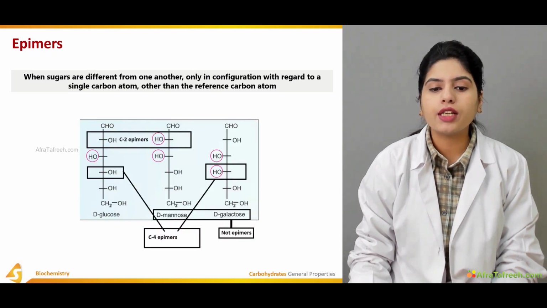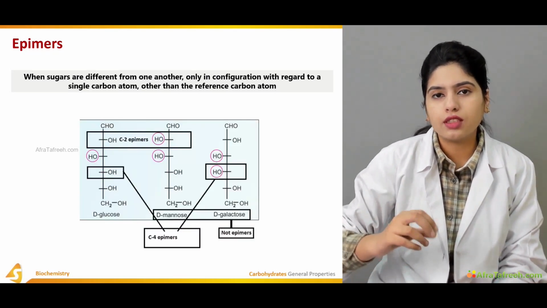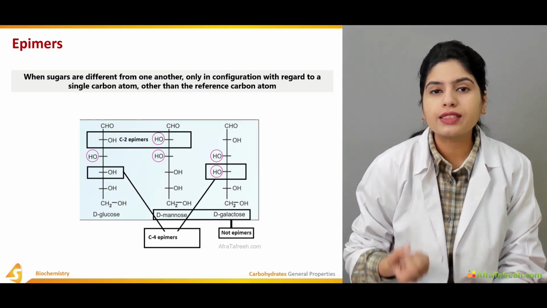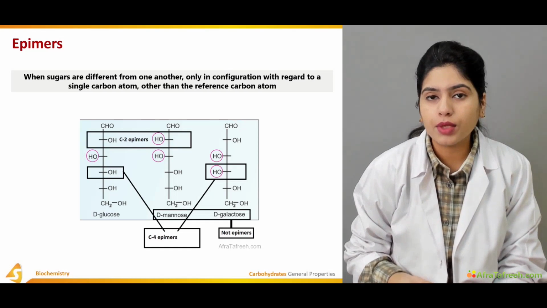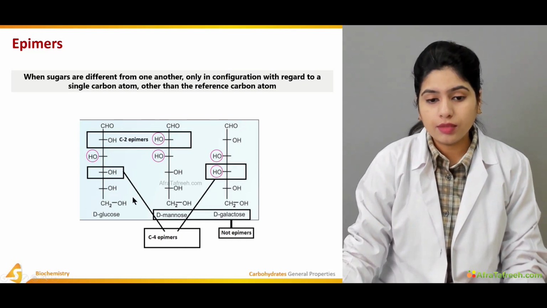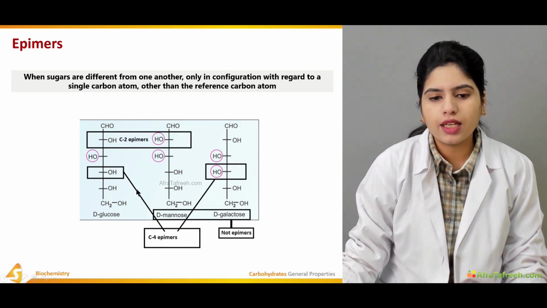Now, the reference carbon atom is actually the carbon atom just next to the aldehyde group or the ketone group. You can say that the second last carbon atom is known as the reference carbon atom. Here, let me explain this with the help of an example.